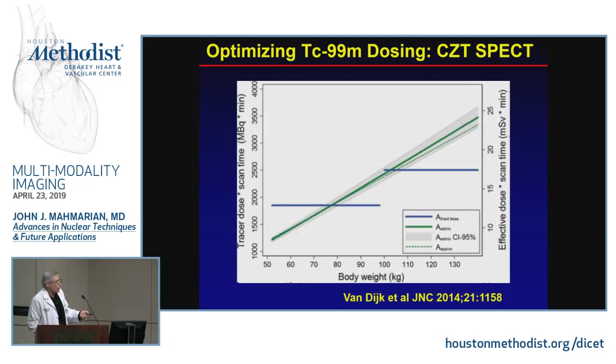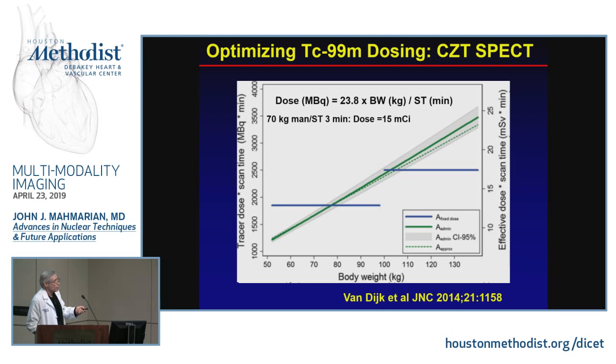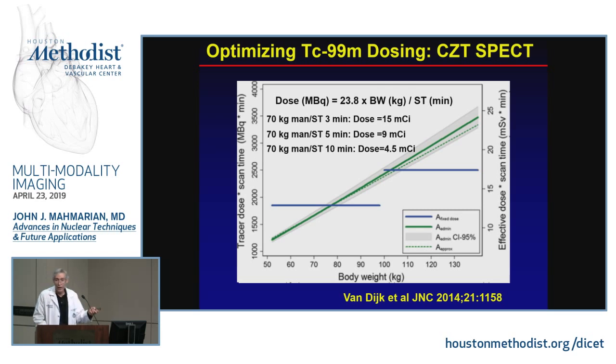So they came up with this nice little algorithm in terms of tracer dose and effective dose, and what you could do to determine the dose you should give. Dose in megabecquerels is 23.8 times the body weight in kilograms divided by the time you image the patient. As an example, if someone's a 70-kilogram man and you image for 3 minutes, you need a dose of 15 millicuries. If you image for 5 minutes, you only need 9 millicuries. And if you image for 10 minutes, you only need 4.5 millicuries.